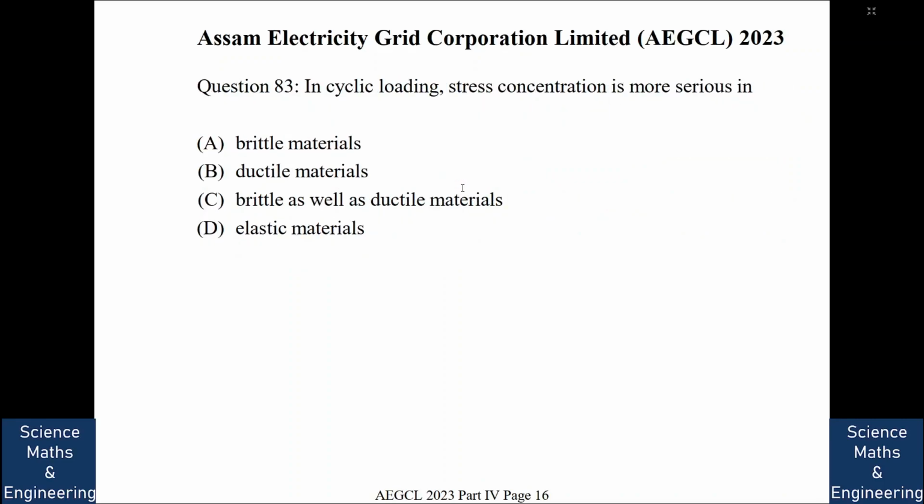In cyclic loading, stress concentration is more serious in ductile material, brittle material, both ductile brittle material, or in elastic material. So, the answer is, it is more serious in ductile materials. Basically, if there is static loading, then stress concentration is of no importance in ductile material, but it is of importance in brittle materials. However, when there is a cyclic loading, stress concentration is bad for both ductile and brittle material. However, it is more serious in these ductile materials.